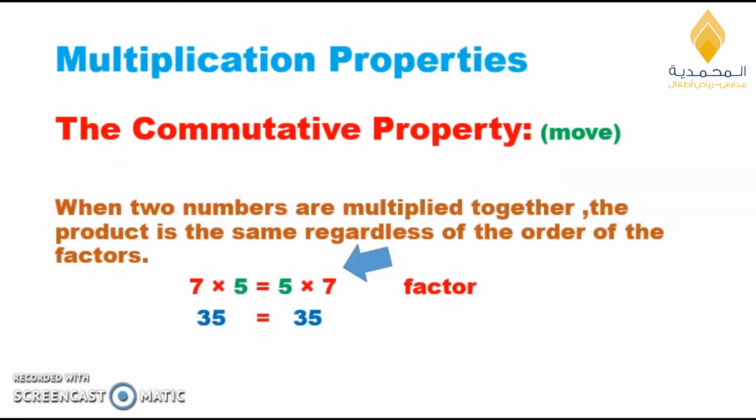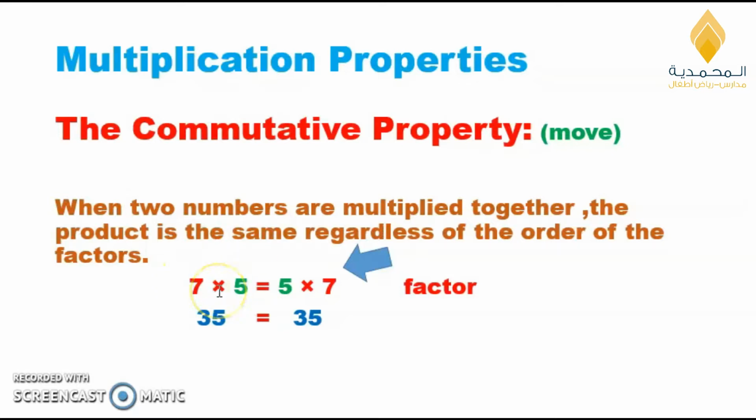The first one is the commutative property. When you hear commutative property, you have to think to move. What's the meaning of this? Let us learn together. The commutative property means when two numbers are multiplied together, the product is the same regardless of the order of the factors.